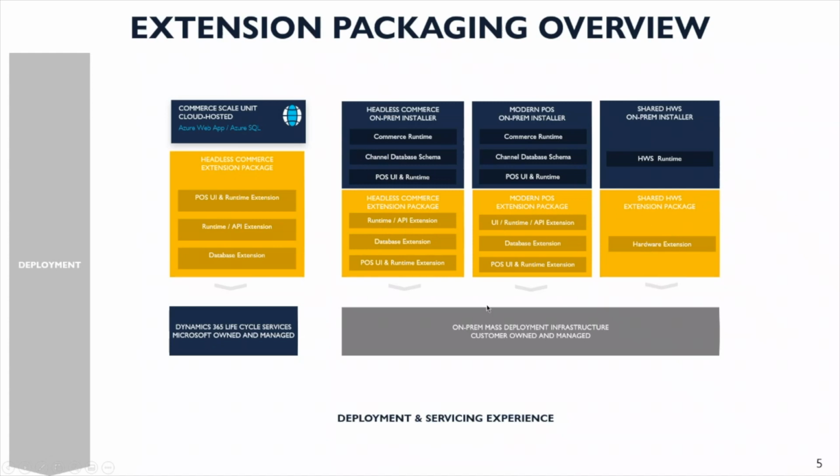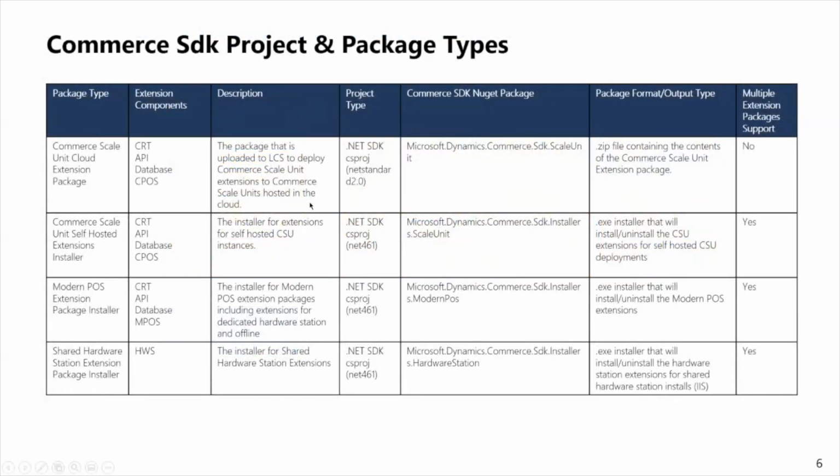So all the yellow boxes here are your extension, and the top blue box is the out-of-the-box core installer. Same with the cloud. In the cloud, there are two main things. One, your Commerce runtime, the APIs and database extension, and the other one is the CPOS extension, which is packaged and deployed to the cloud. So based on your deployment topology, you can generate packages for this and then deploy to the cloud or to the on-prem.